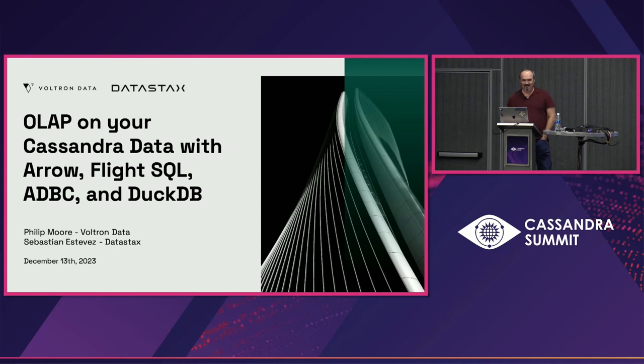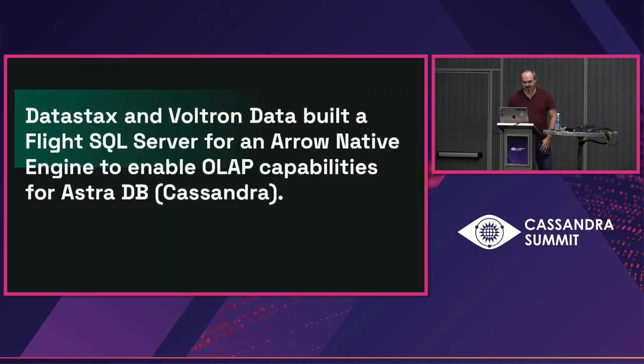So this session is how to do OLAP on your Cassandra data with Arrow, Flight SQL, ADBC, and DuckDB. So we'll be talking about these technologies, how they all fit together to allow you to do OLAP queries on your NoSQL Cassandra database, including AstroDB, of course, DataStax's commercial offering of Cassandra. So DataStax and Voltron Data, we teamed up and we built a Flight SQL server for an Arrow native engine to enable OLAP capabilities for AstroDB or Cassandra.